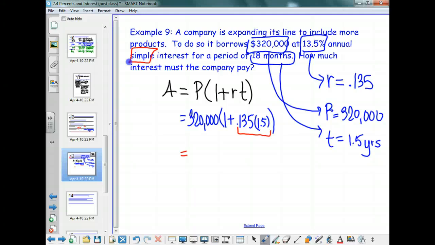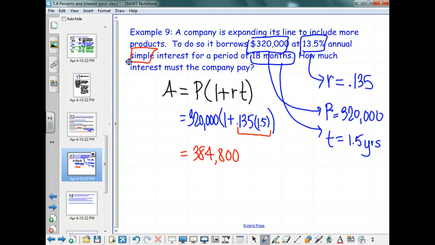It better be more than 320,000. 384,800. $384,800. And so we need to take that value and do what? What is that value? What did we just find? How much they have to pay back. That's what we found. Make sense? They borrowed $320,000, they owe back $384,800.